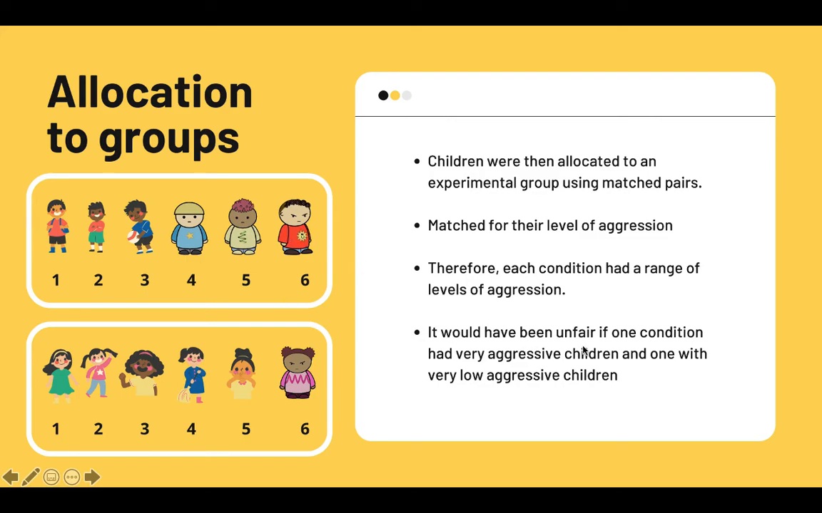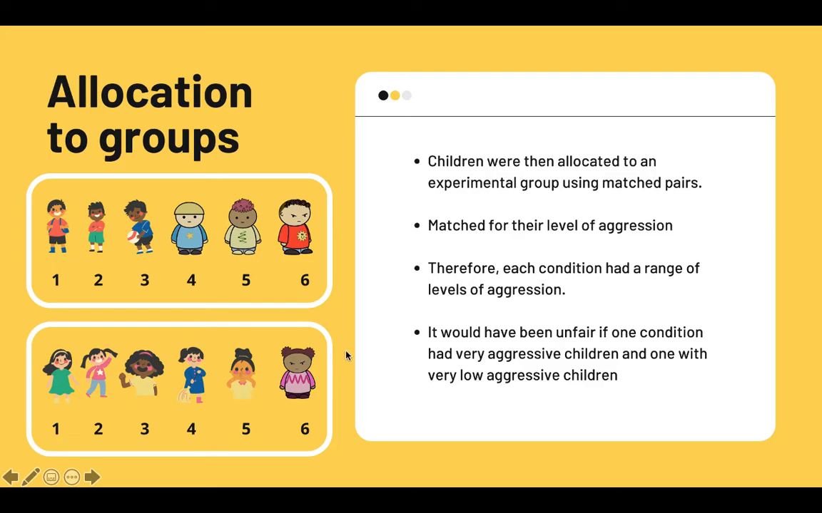It would have been unfair if one condition had very aggressive children and one had very low aggressive children. So let's say we didn't rate them. Let's say in this group, all the kids were the aggressive ones, all rated 6, and in these groups, they were all rated 1. Obviously this group will most likely copy aggressive behaviors, not because of the model, but because that's how they are as a person. So we don't want that. That's an extraneous variable. So we make sure each group has a range of levels of aggression, not just one group being very aggressive and another very non-aggressive.